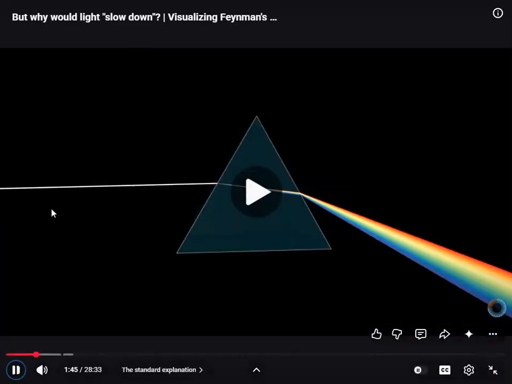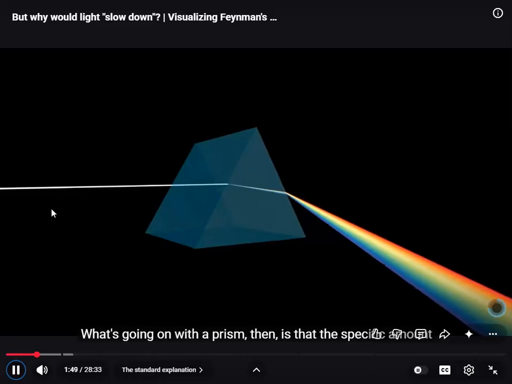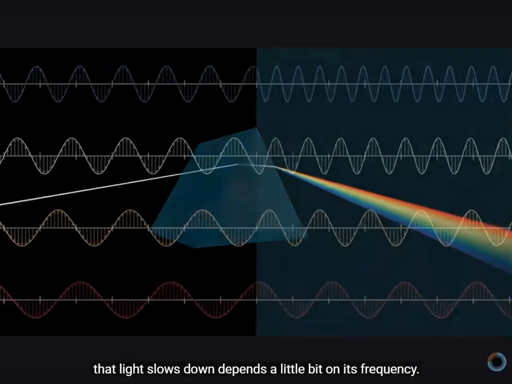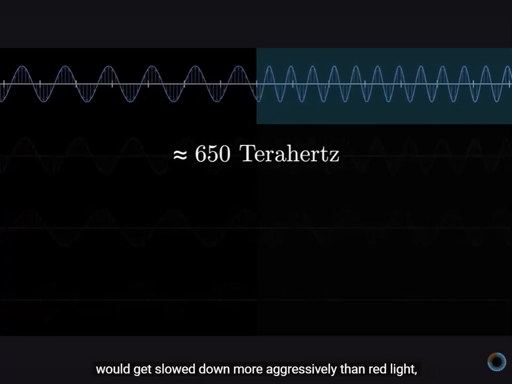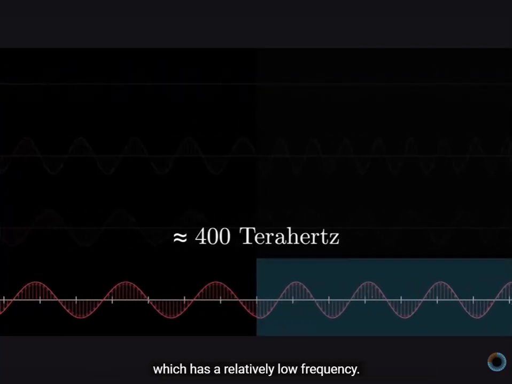So here we go. What's going on with a prism, then, is that the specific amount that light slows down depends a little bit on its frequency. For example, blue light, which has a relatively high frequency, would get slowed down more aggressively than red light, which has a relatively low frequency.